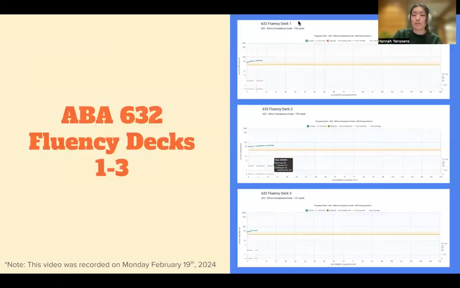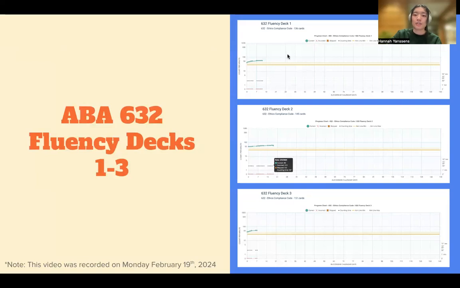And then looking further into fluency decks 1, 2, and 3, at the top, we can see that for fluency deck 1, there is a high upward trend with no variability in ACell data. And then looking at deck 2's ACell data, there is again high levels with an upward trend and no variability. And then finishing off with deck 3's ACell data, currently there is a high level with upward trends and no variability, again in ACell data.